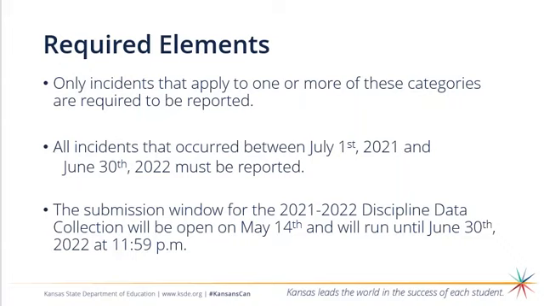The submission window for the 2021-22 discipline data collection will be open on May 14th and will run until June 30th at 11:59 p.m. Schools should take into consideration any summer programming or cyberbullying that may occur before the June 30th deadline. If a building does submit prior to June 30th, they do have access to reopen their discipline data to add or edit discipline events.